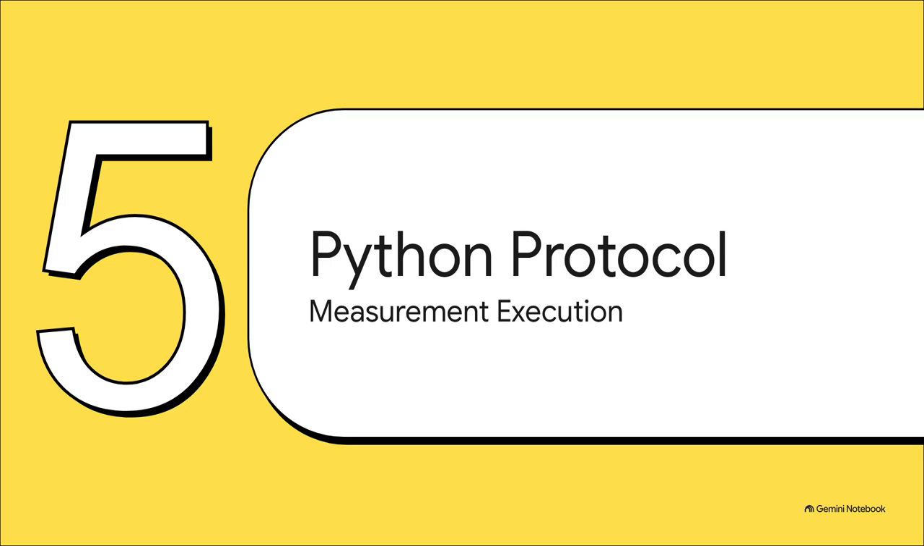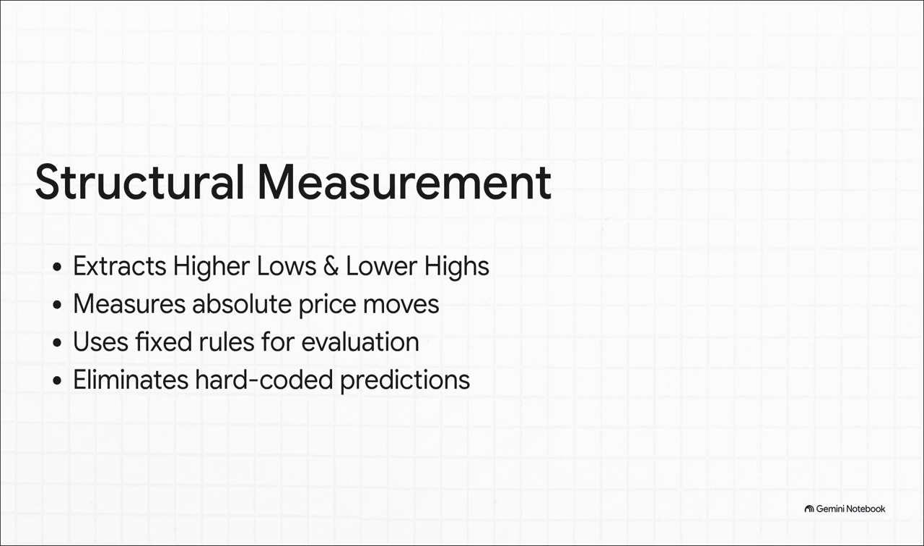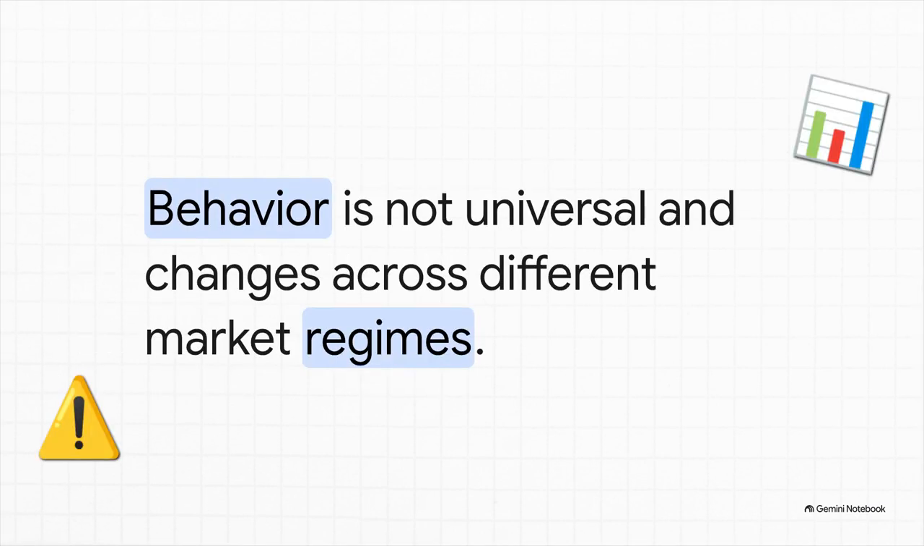Section 5, the Python Measurement Protocol, which is both educational and highly transferable. So how do we actually execute this methodology objectively? Well, the Manifesto provides a clean, transferable Python measurement protocol. And here's the best part, it explicitly avoids hard-coding magical numbers or secret indicator settings. Instead, it focuses purely on generic structural leg detection. Using a simple swing lookback of 5, it measures the absolute price move and extracts the direction. Because it only measures and doesn't predict, anyone can run this codebase on any OHLC data to extract the raw structural legs for themselves.